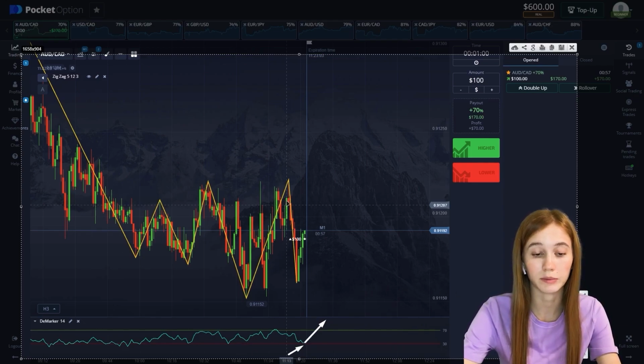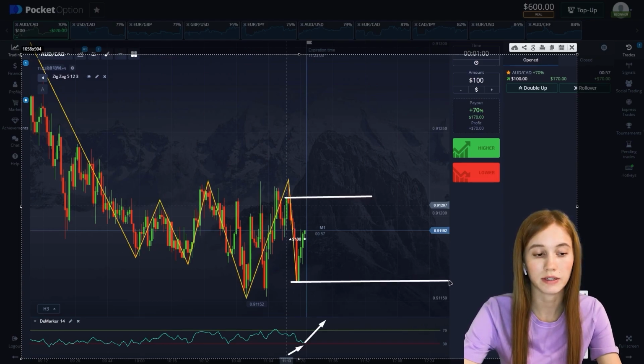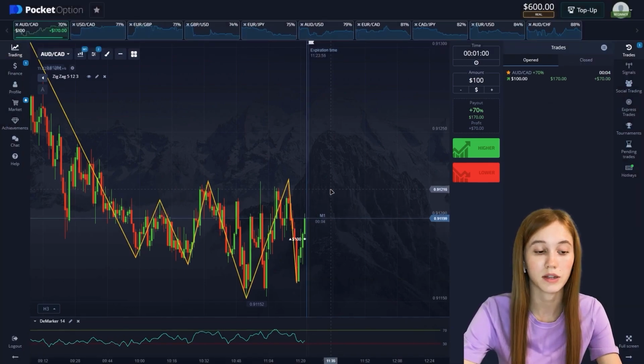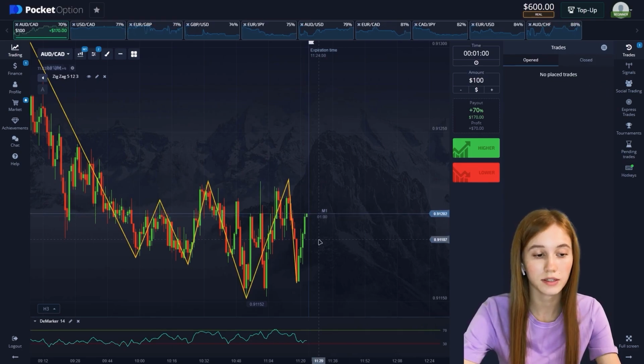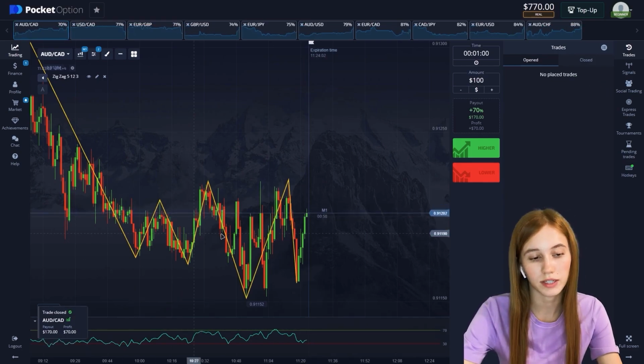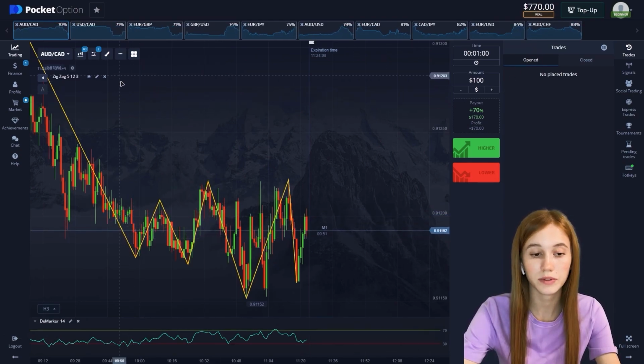We can highlight here by zigzag, but this is a more general picture. Here we will highlight resistance and support levels, so we will also now move towards the resistance level, perhaps with minor adjustments. Let's watch the situation. 2 seconds, and yeah, profit is $70. Pretty good. At the moment the balance is $770, and let's move on to the next currency pair.